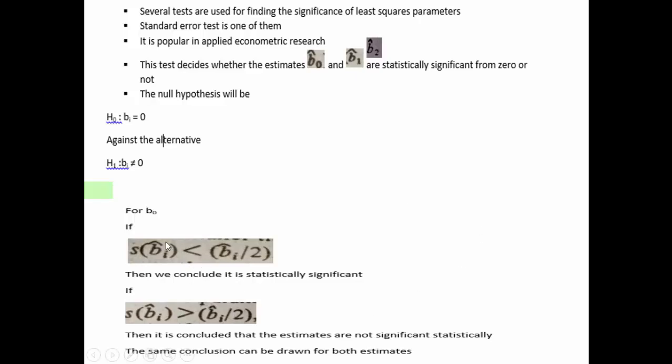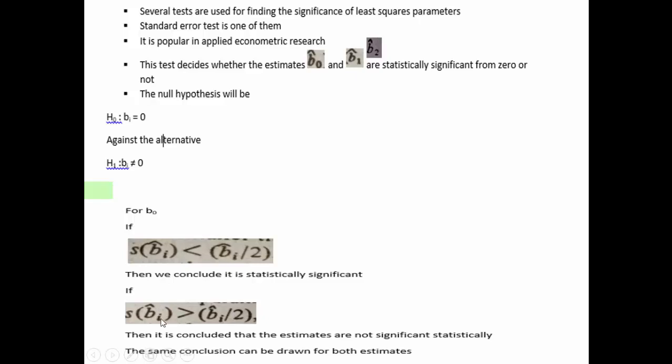Remember, if the standard error of beta i hat is less than beta i hat by 2, it will mean that we reject the H0 and accept the H1 and conclude that the estimate is statistically significant. If the standard error of beta i hat is greater than beta i hat by 2, it will mean that we accept the H0 and the estimate of the parameter is insignificant.